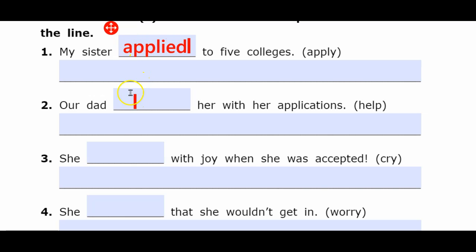Okay? How about 2? What do I do there? Add D. Okay, it doesn't end in an E, so it's: our dad helped her with her application. So it's the word help and then ED at the end. How about 3? The word cry ends in a Y, so change the Y to I and then add ED. Same thing with worried, right? Change the Y to I, then add ED.